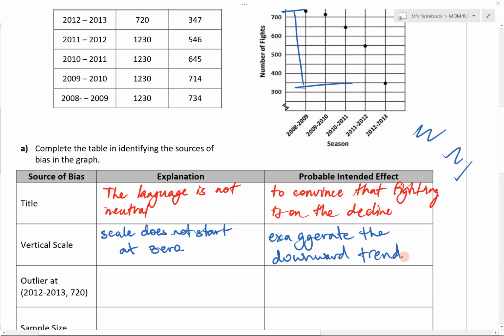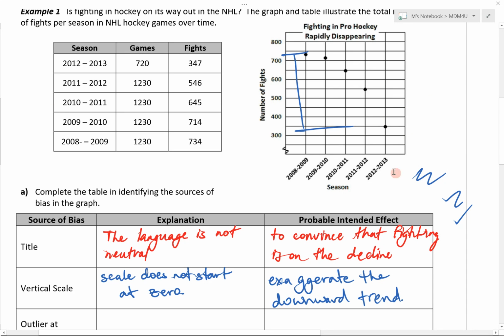Okay. What about the outlier at 2012 and 2013? This is a huge outlier down here. And there's a big reason for it, a historical reason, that they're not even talking about here in the presentation of the data. There were only 720 games played. You may have missed it very easily here. 2012-13. Well, what happened to this season over here? Well, there was a strike. So there's this hidden variable, that strike, that would have caused a huge drop in the number of fights. Because if there weren't as many games, then of course there wouldn't be as many fights.